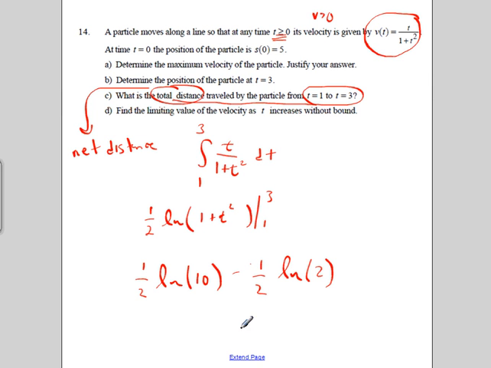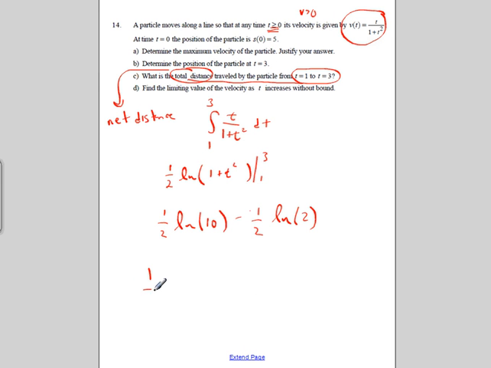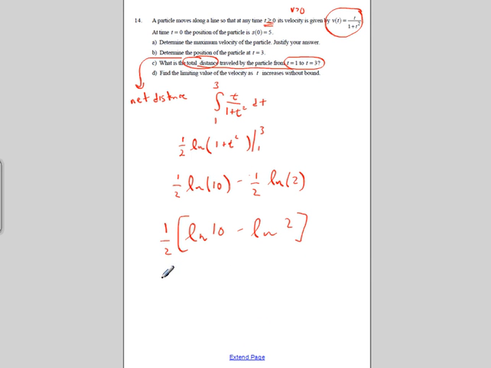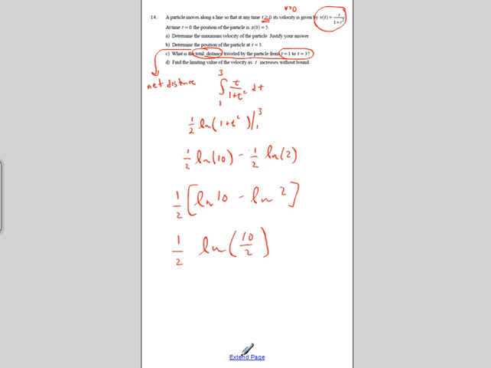Now notice that we can simplify that. This is 1/2 times ln of 10 minus ln of 2. And knowing what we know about log rules, that's 10 over 2. We can write that as 1/2 ln of 10 over 2. And further simplifying that using our power rule, that equals ln of 5 to the 1/2. Lots of pre-cal showing up. But that's a pretty problem.